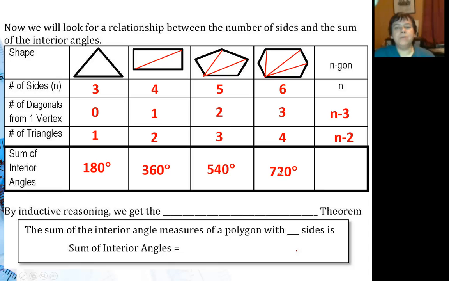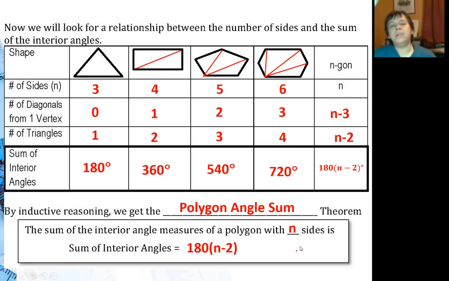And maybe you notice that if I multiply each of these numbers here by 180, that gives me the number of degrees. So I go 180 times n minus 2. So by inductive reasoning, we get the polygon angle sum theorem, which says the sum of the interior angle measures of a polygon with n sides is 180 times n minus 2.